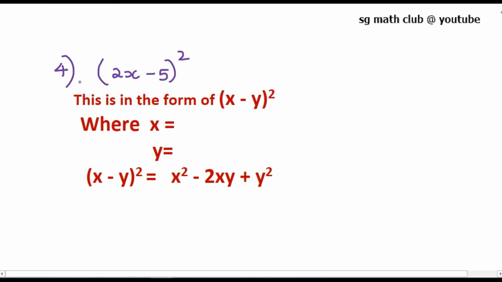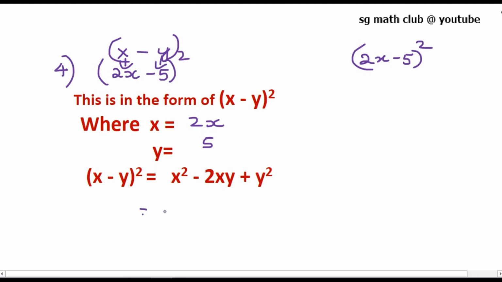So next one, fourth one, 2x minus 5 the whole square. This is in the form of x minus y the whole square. So this question also can be asked: evaluate using identity, expand using identity, use suitable identity, find the product, or write the square of, find the square of 2x minus 5. So square means you have to put like this and then you have to do. So this is in the form of x minus y the whole square, where x is 2x and y is 5. See, if you have any doubt, you can write like this and check. In the place of x you have 2x, in the place of y you have 5.